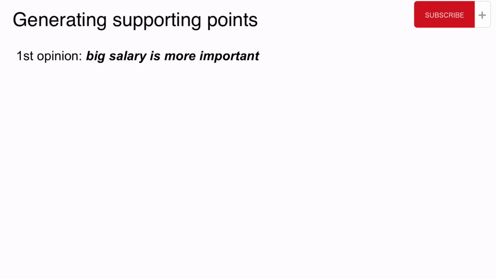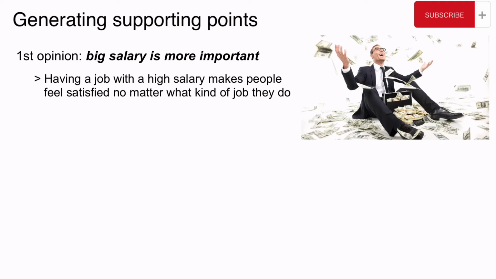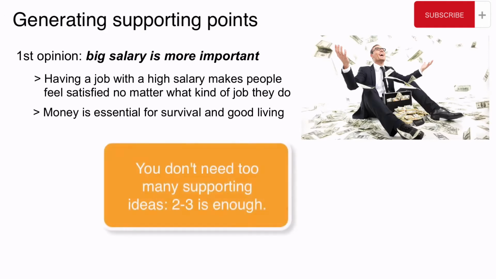Our first opinion: big salary is more important. So, what are our supporting ideas? Why can big salary be more important than job satisfaction? Well, having a job with a high salary makes people feel satisfied, no matter what kind of job they do. That's our first supporting point. And also, money is essential for survival and good living. Okay, that's good. You don't need too many supporting ideas. 2 or 3 supporting ideas is enough.